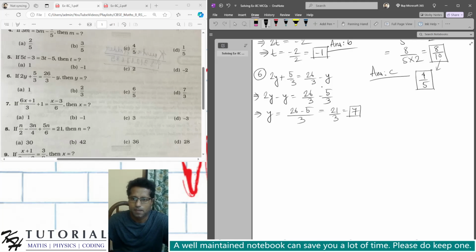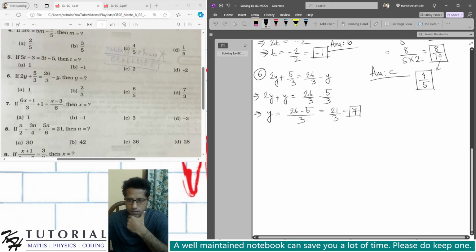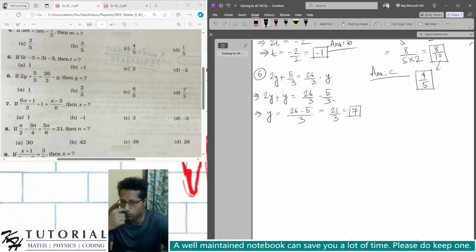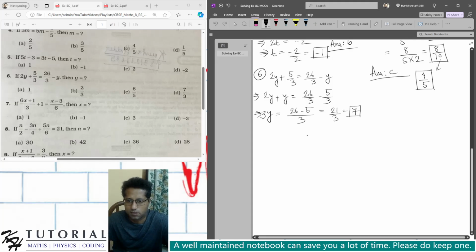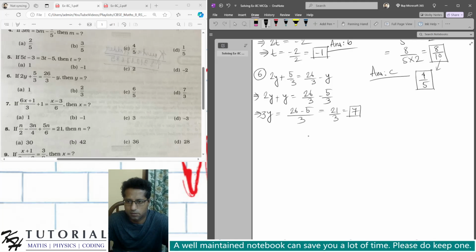Oh, sorry, I made a mistake. While bringing the minus y term from the RHS to the LHS, it would be plus, because on the right hand side the variable term was minus y, and when you move or transpose any term from one side to the other side, its sign changes. So we get 3y is equal to 7.